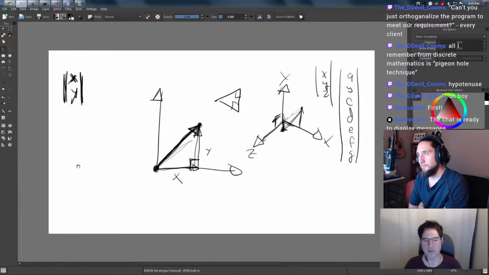For example, let's suppose that we had two of these. I'm going to call this x sub 1, y sub 1, the first one, and then I'm going to talk about another one here that's x sub 2, y sub 2.